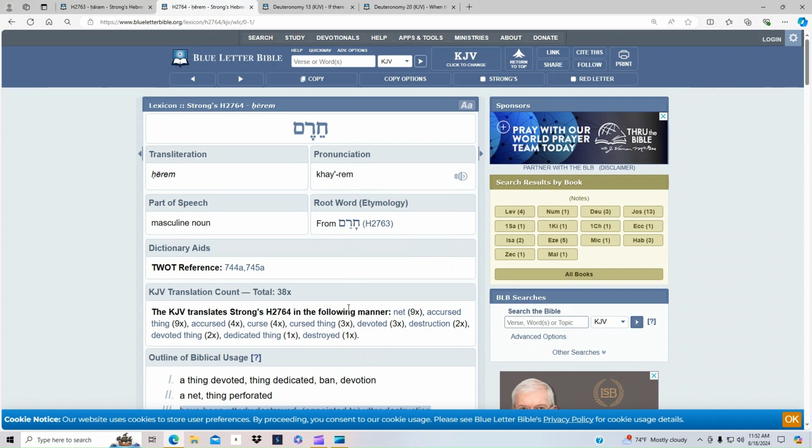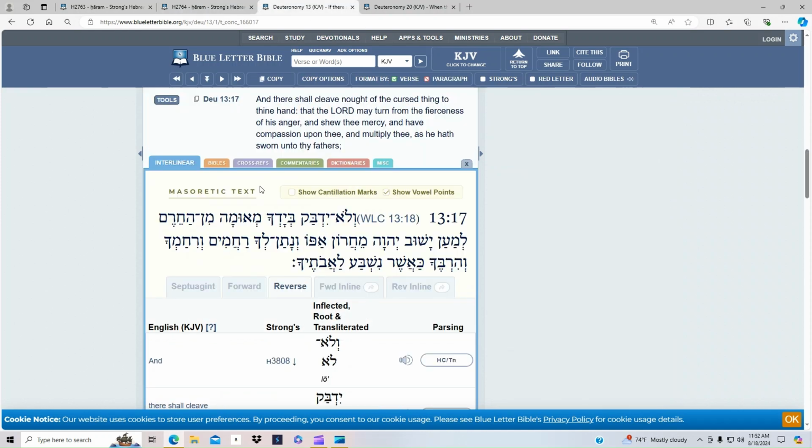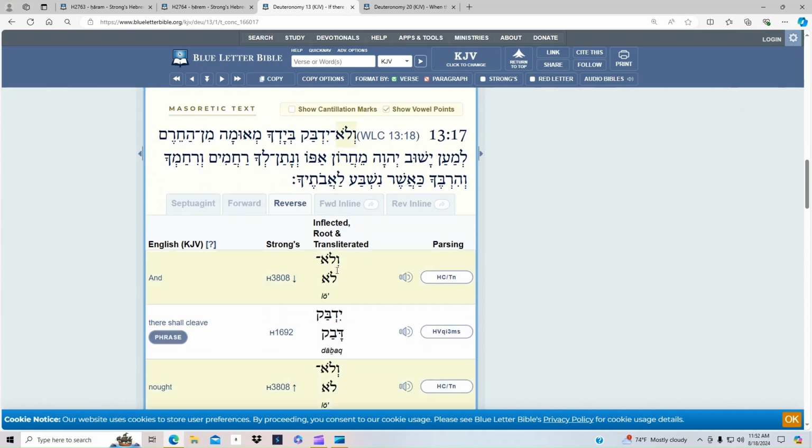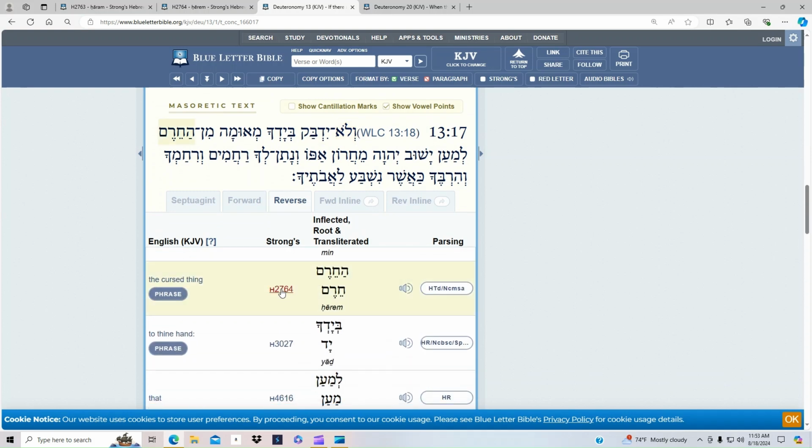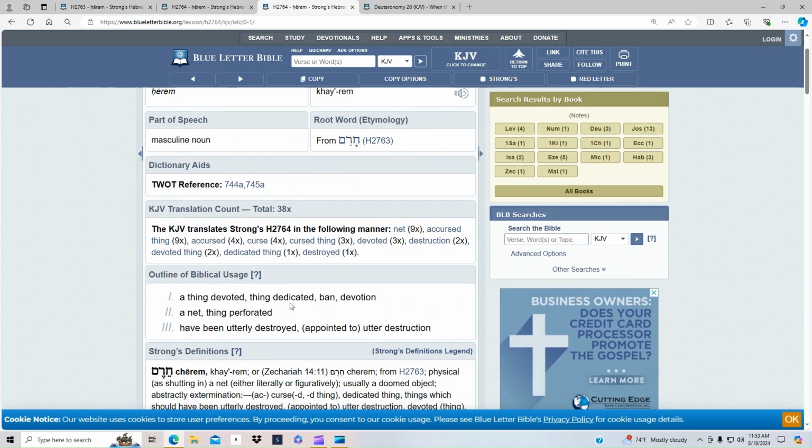Other times the translations have told us to put something under a ban. So of course, we go to Deuteronomy 13:17, and there shall cleave nought of the cursed things to thine hand, that the Lord may turn from the fierceness of his anger, and show thee mercy, and have compassion upon thee, and multiply thee, as he has sworn unto thy fathers. So, of course, we're seeing that the Lord does not want anyone to cleave to these banned items, these cursed things, which are banned items.